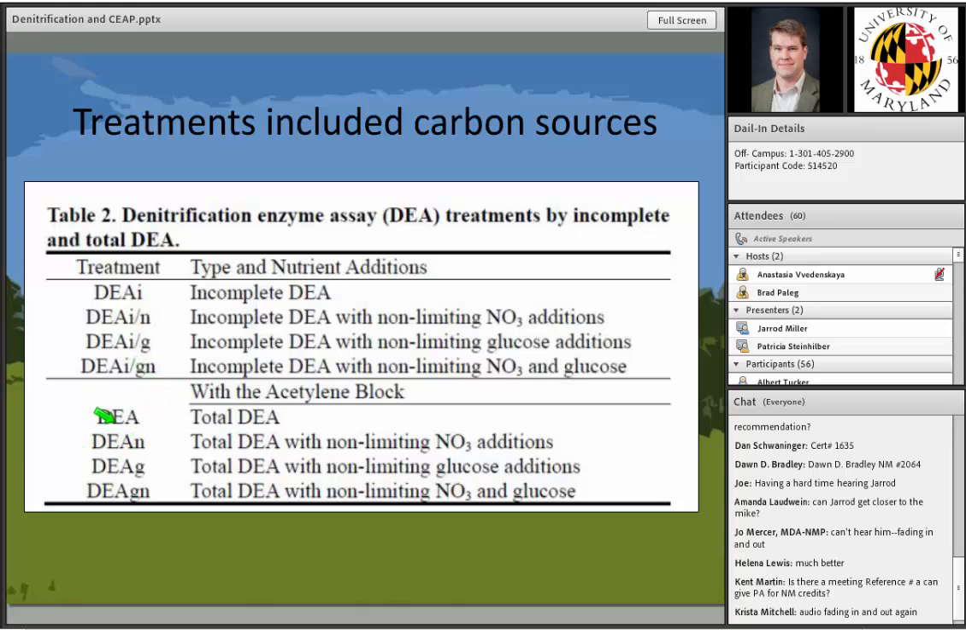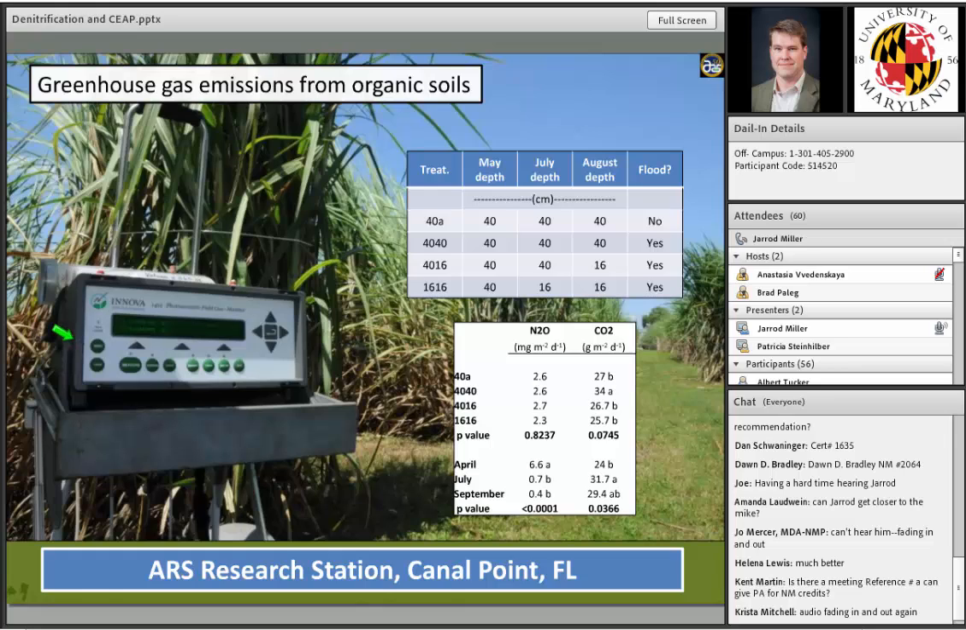what were the effects of nitrogen and carbon. Now we were expecting, because these are highly organic soils with a whole lot of carbon in them, that you wouldn't see any effects from the carbon compared to the nitrogen. These were the greenhouse gas emissions. There's that photoacoustic gas analyzer measuring emissions out of there. We really didn't see much.